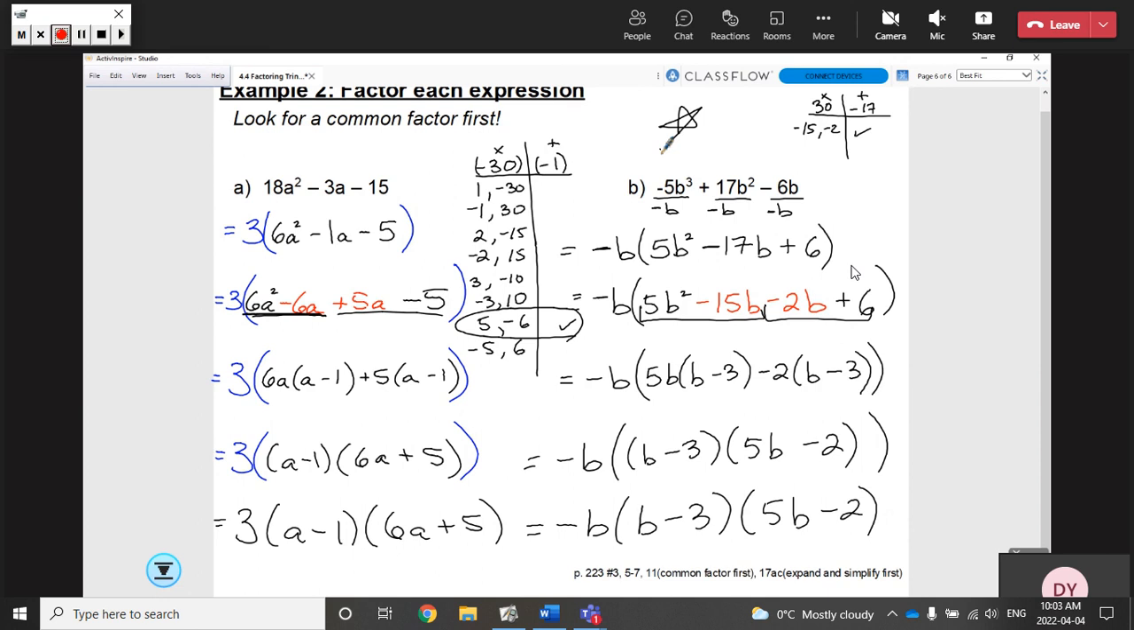Any questions at all? Who's thinking of just sticking with decomposition? Who's saying guess and check? Who likes the box method? Anyone like the box method? All right. Okay, that's all we got here.